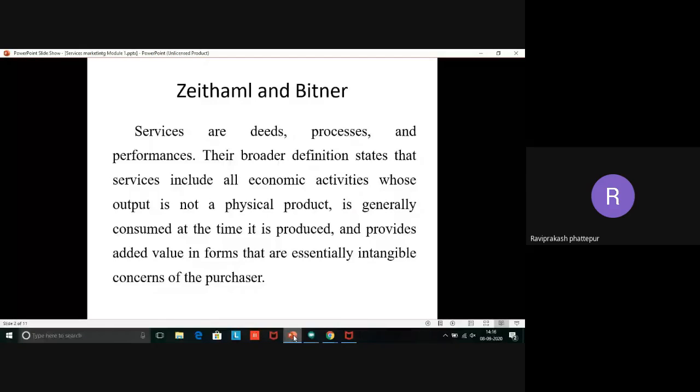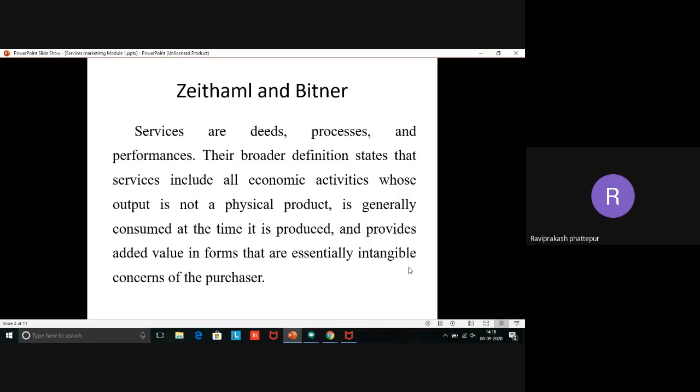So we had seen the definition of services. Services are deeds, processes, and performances. Their broader definition states that services include all economic activities whose output is not a physical product, is generally consumed at the time it is produced, and provides added value in forms that are essentially intangible concerns of the purchaser. The main points to be noted are: it is not a physical product, it is generally consumed at the time it is produced, and it is essentially intangible. These three things are very important when it comes to services.